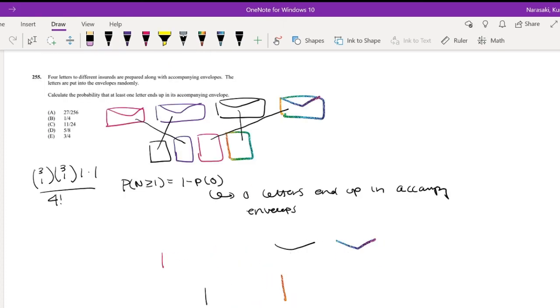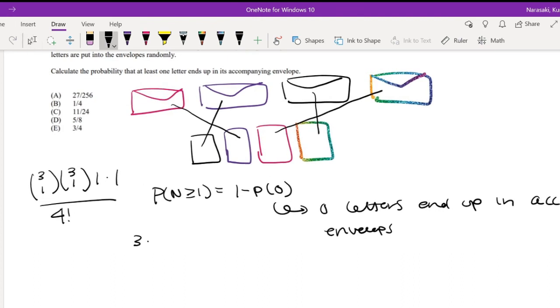So then what is this equal to? Well, 3 choose 1 is just 3, 3 choose 1 is just 3, 1 times 1 is just 1, and 4 factorial is 24, right? So the probability that there are 0 letters in their accompanying envelopes is just 9 over 24.